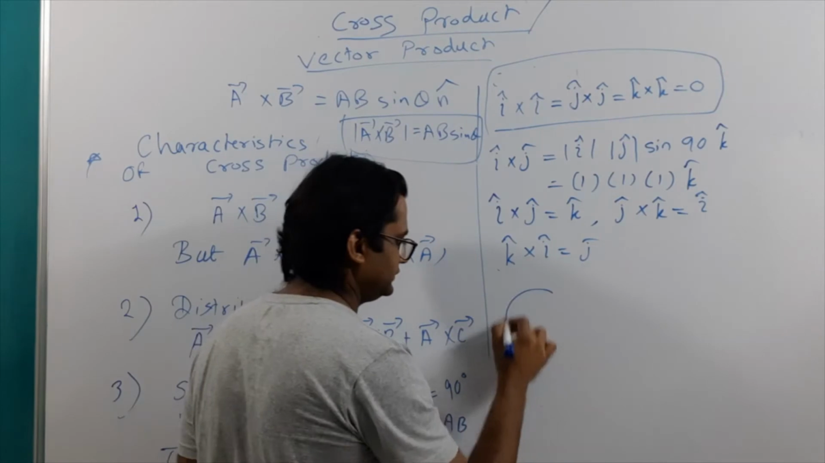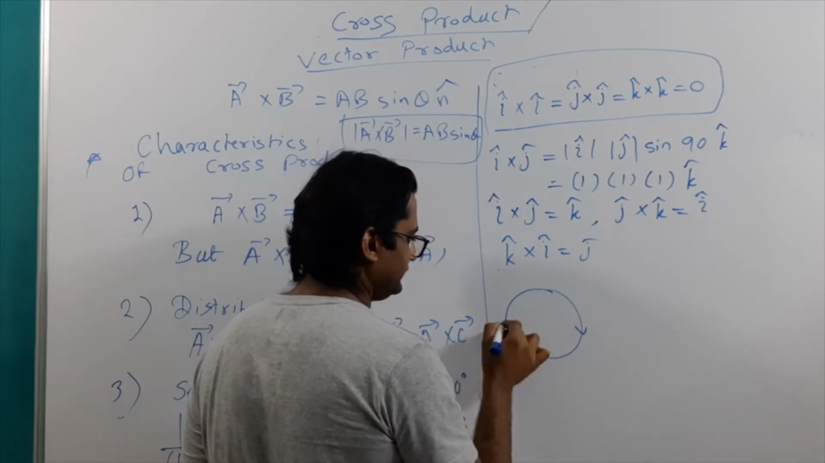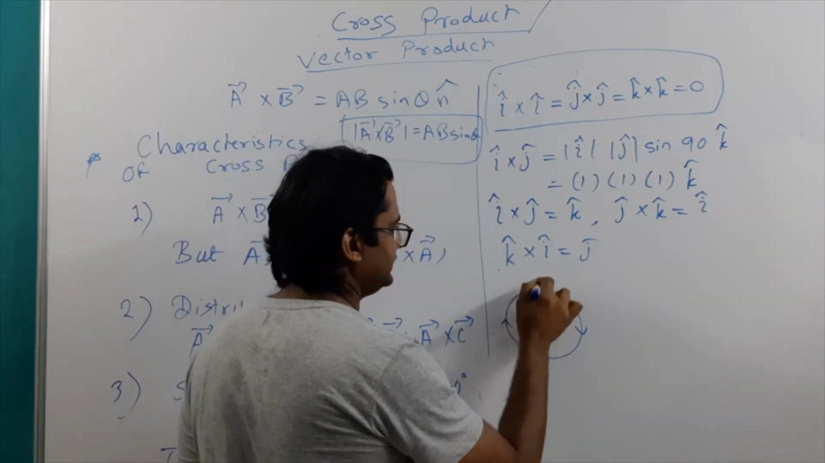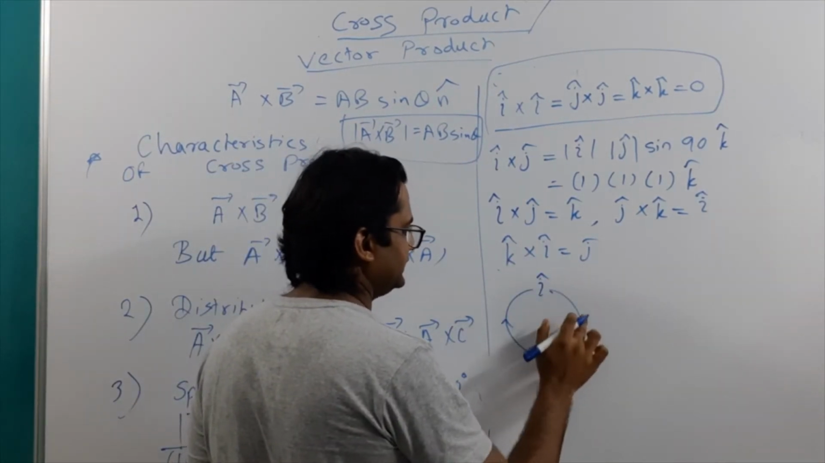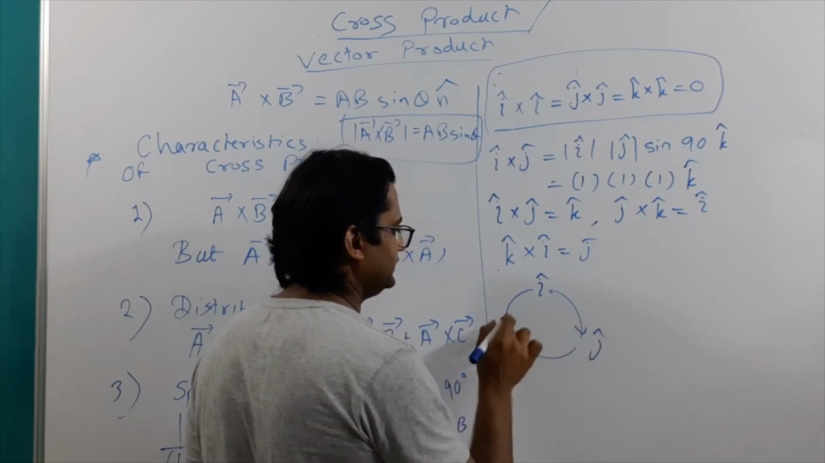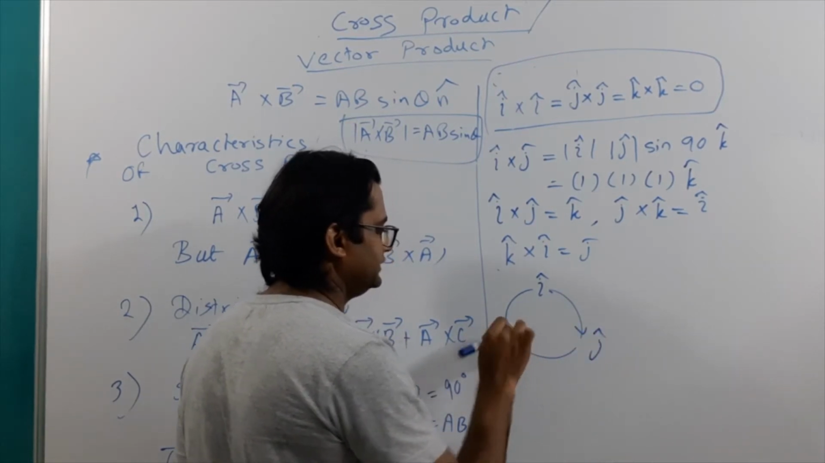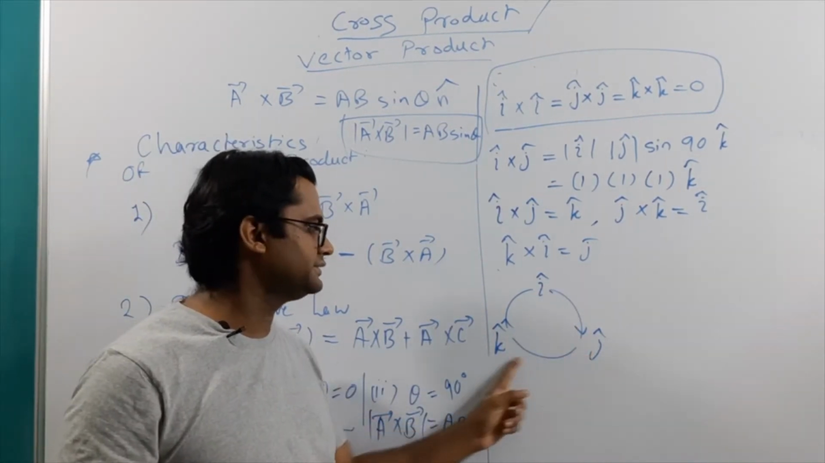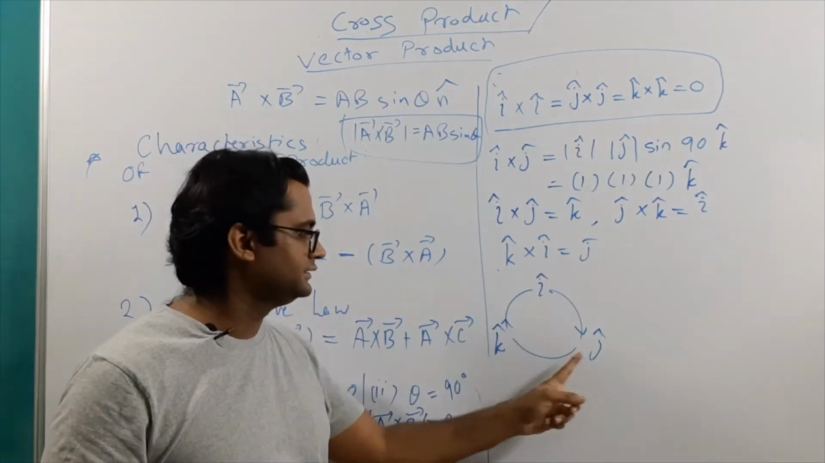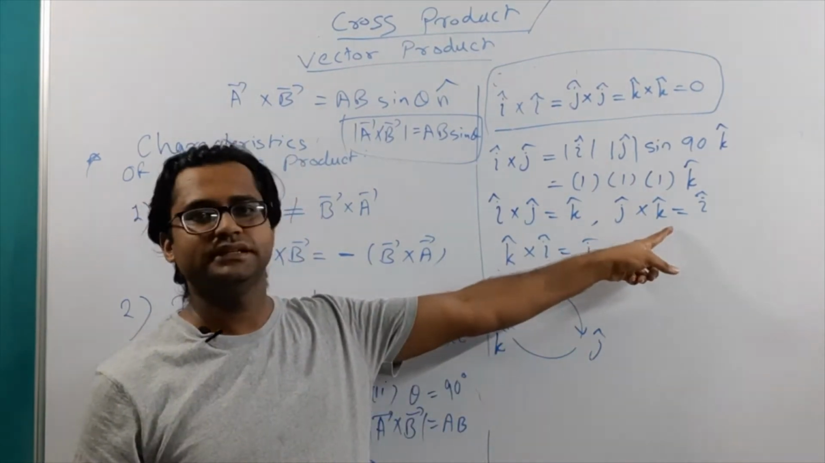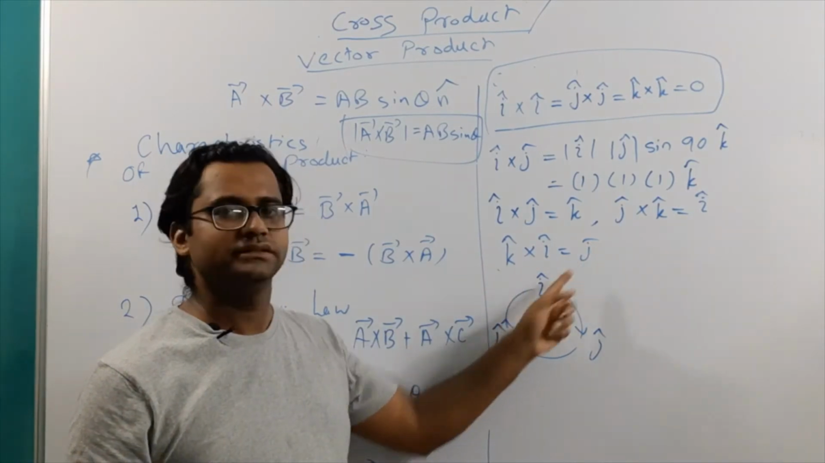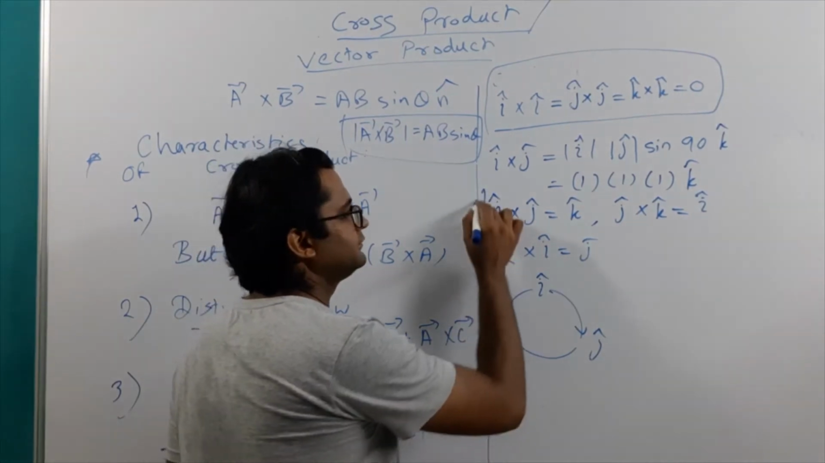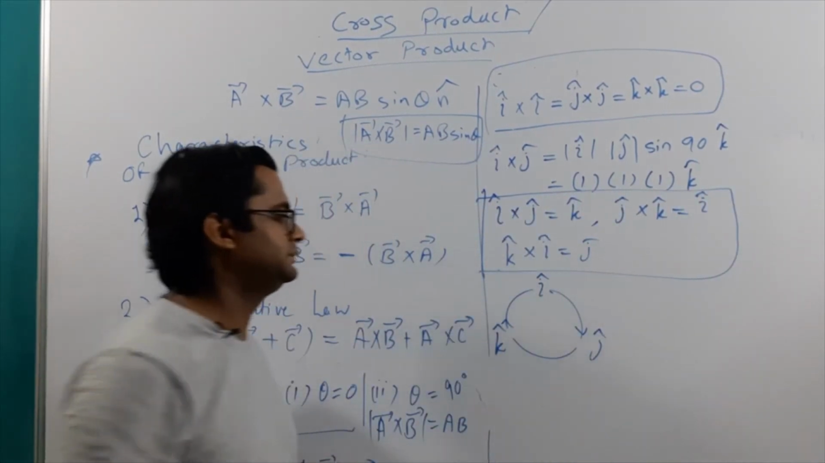There is a technique, the cyclic order technique. I have drawn a circle like this, and let us write i cap here, j cap here, and k cap here. So i cross j, if we go clockwise, becomes k. This is our first result. j cross k becomes i. This is our second result. k cross i becomes j. This is our third result. Okay, so you can remember this particular property simply by remembering this circle.